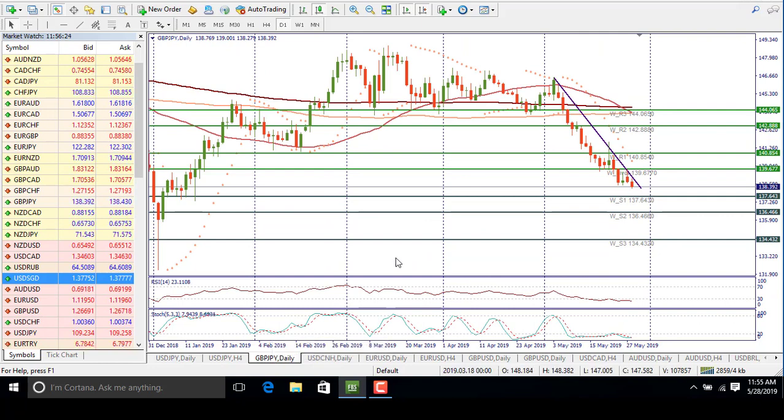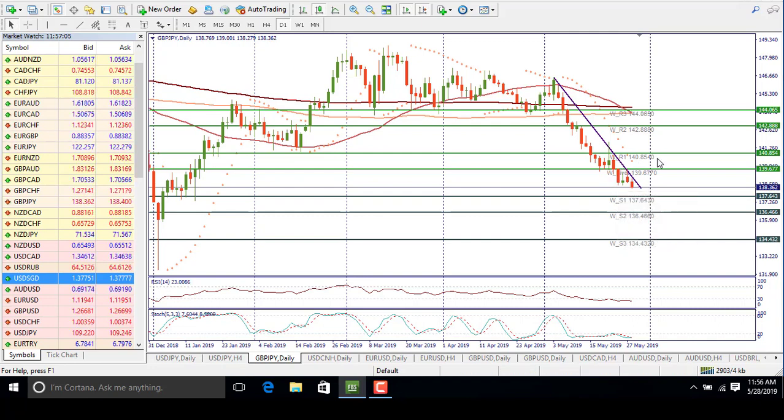Now let's consider the daily chart of GBP JPY. The British pound continues to fall down amid the Brexit uncertainties and the uncertainties about the future Prime Minister of the United Kingdom. At the moment, the pair is falling to the support at the weekly pivot at 137.64. The next support will lie at 136.47.